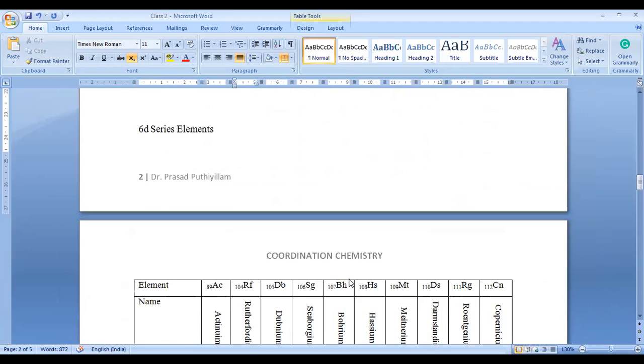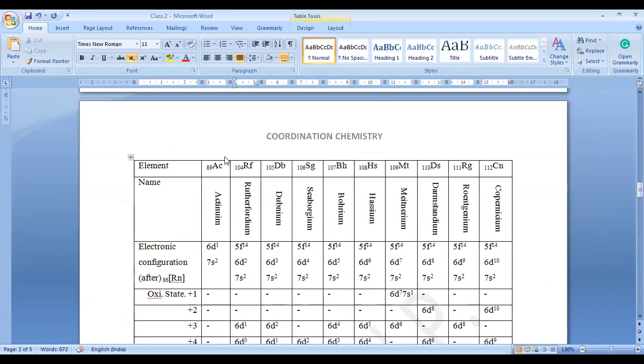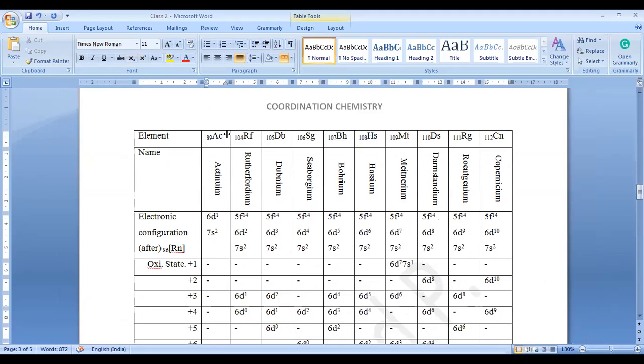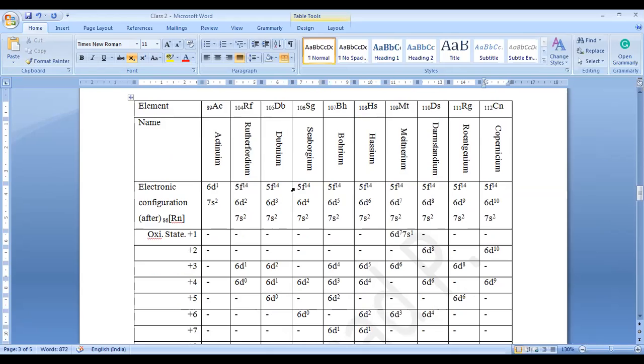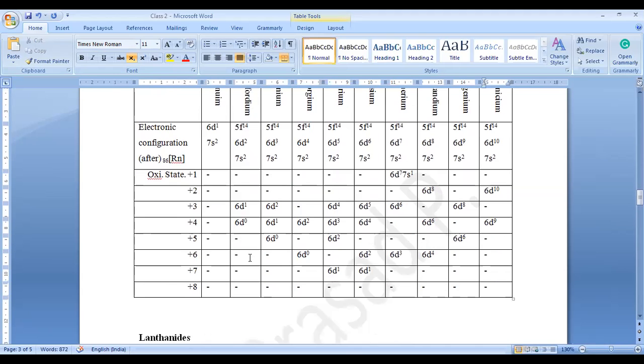Then the 6d series elements start with actinium, then jump to rutherfordium to copernicium. So here also, 89, 104 to 112. The electronic configuration is taken as after Rn 86. They also have f orbitals, d orbitals, and s orbitals contributing towards their properties.